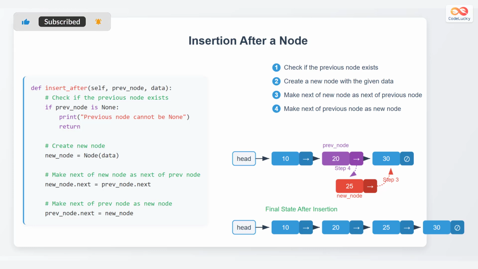Let's consider an example where we want to insert a new node with value 25 after the node with value 20. In step 3, the new node's next pointer points to the third node having value 30. In step 4, the second node's next pointer points to the new node.